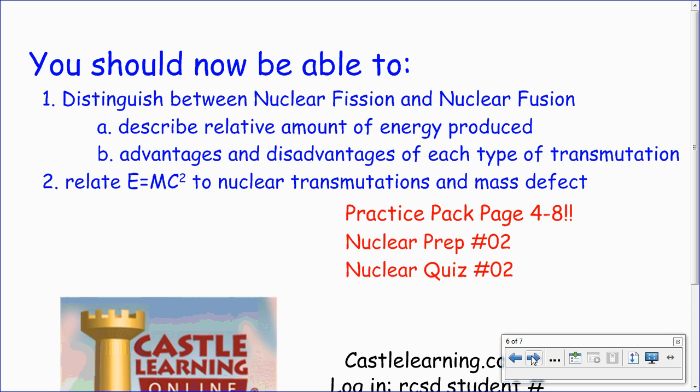So at this point, I want you to be able to distinguish between fusion and fission. Describe how much energy is produced. Per unit volume, fusion would produce more energy, but fission is more common on our planet. Know the advantages and disadvantages of each type, and how E equals mc squared relates to the mass defect and the energy produced in a nuclear reaction.